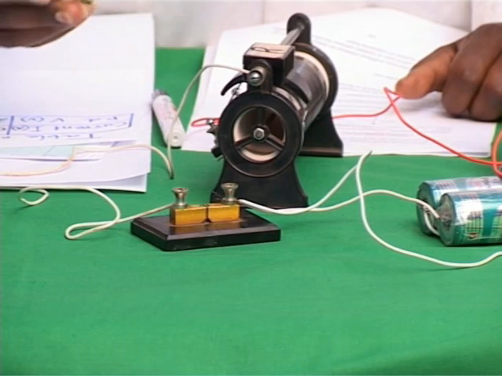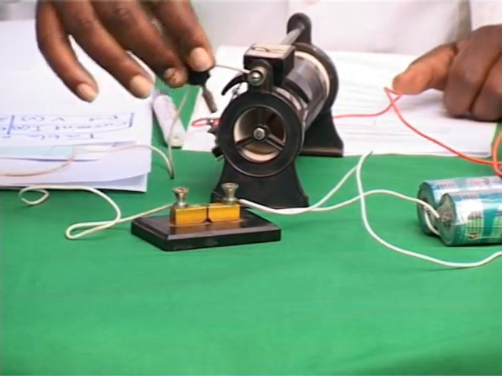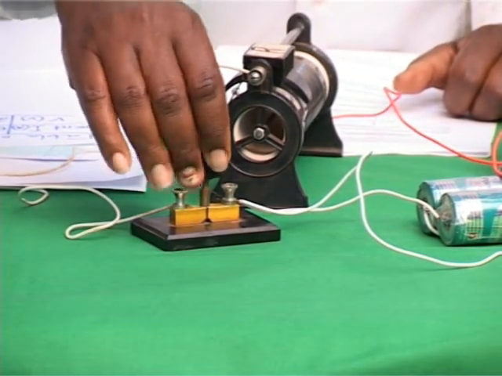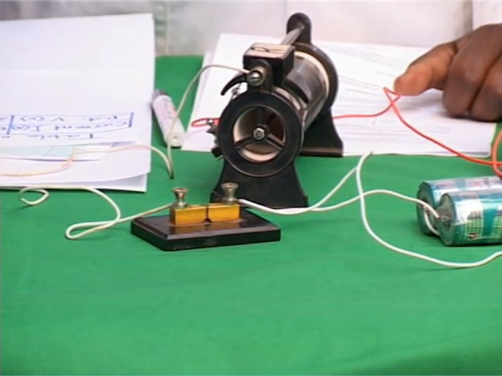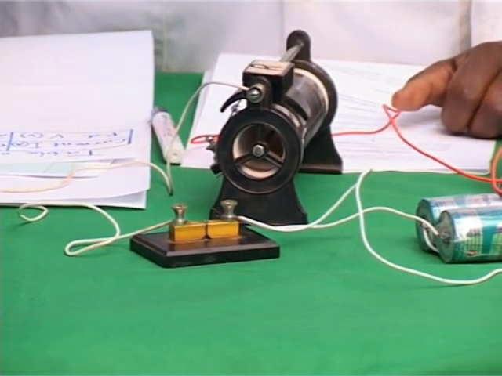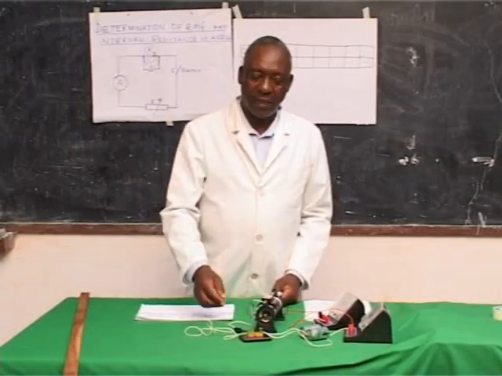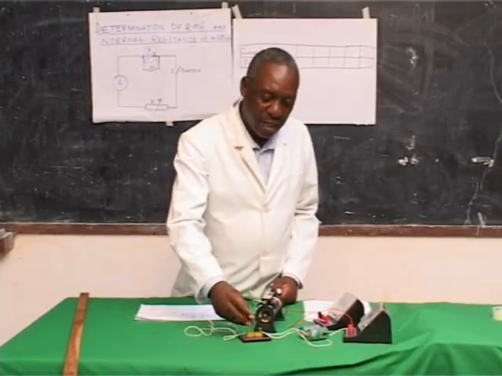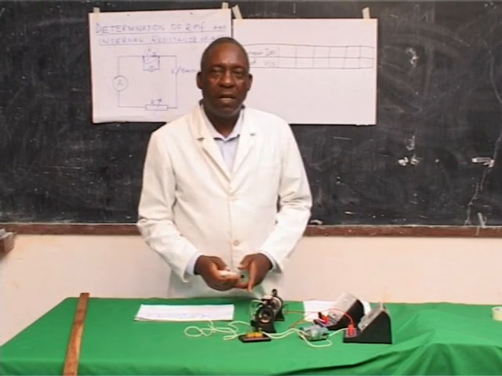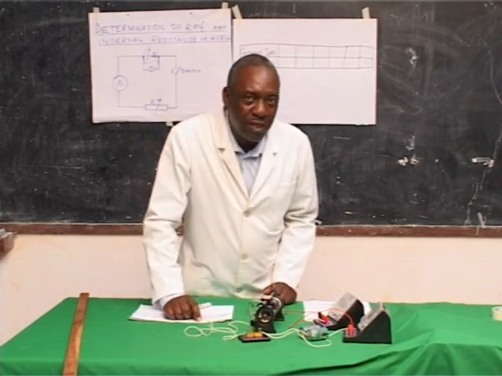Remember that after every action of taking readings, remove or open the switch in order not to cause heating in the circuit. After connection, close the key and take the readings at the ammeter and voltmeter.